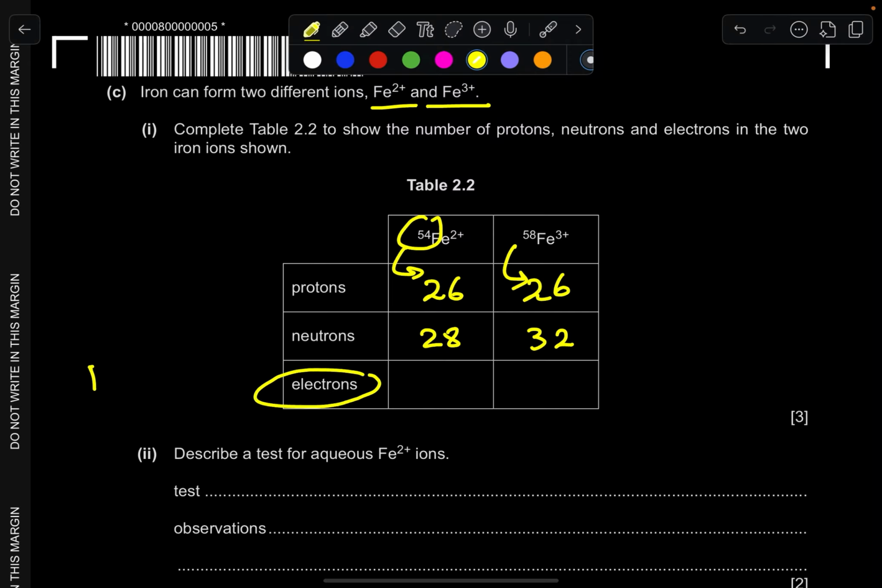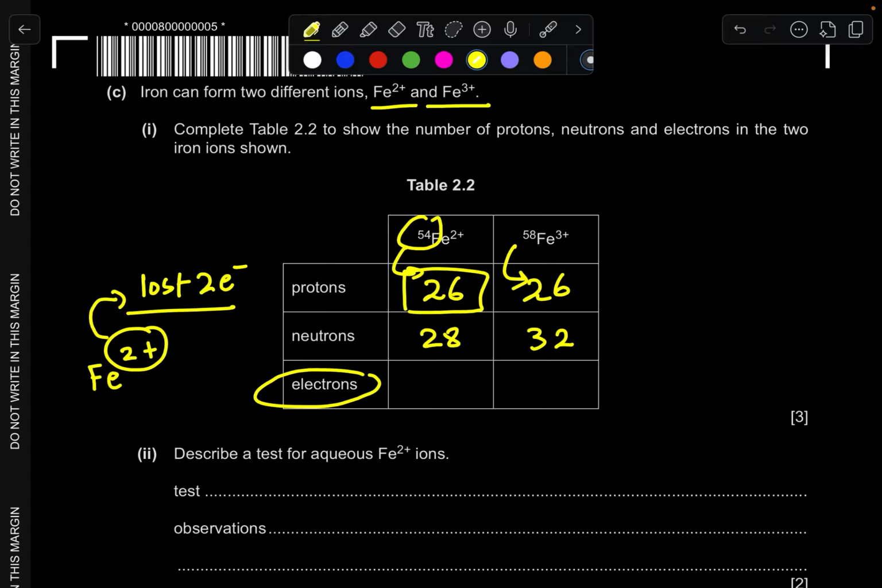Now we've got to write the electron number. You know Fe2+ means that it has lost 2 electrons, right? 2+ means lost 2 electrons. And if it's lost 2 electrons, that means the electrons are going to be 2 less than the protons. So protons are 26. 26 minus 2 gives you 24. So you have 24 here. And over here it's a 3+. That means it has lost 3 electrons. So out of 26, you minus 3 and you get 23.